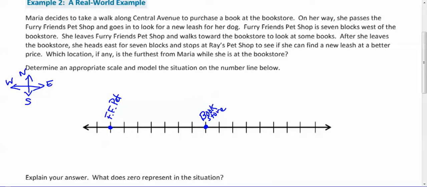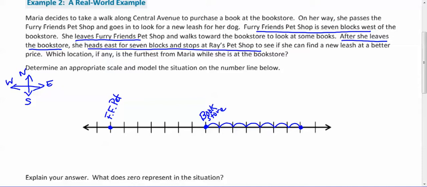And then it says she leaves. Oh, we should underline some things. 7 blocks west. She leaves Furry Friends and walks toward the bookstore to look at some books. After she leaves the bookstore, so right now she's at the bookstore, okay? She heads east for 7 blocks and stops at Ray's Pet Shop. So we gotta go 7 blocks to the right. 1, 2, 3, 4, 5, 6, 7. Now, I'm not going to have you draw those little jumps on your paper. I'm going to erase them on the smartboard. So we know it's 7 blocks over there. So we're going to call that Ray's.